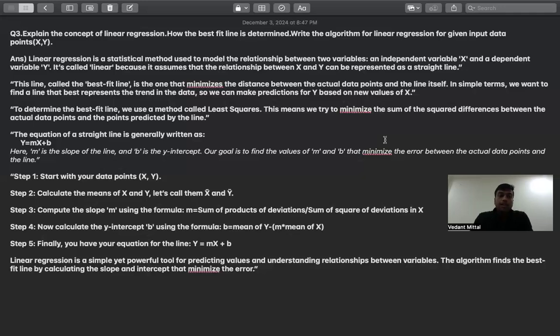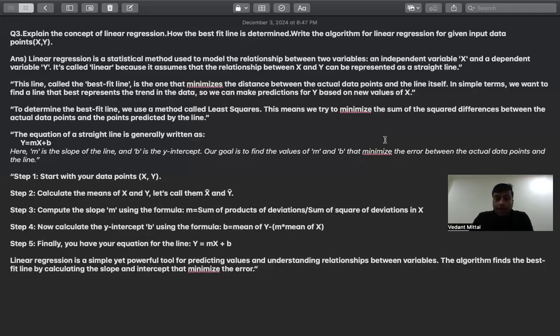This line, called the best fit line, is one that minimizes the distance between the actual data points and the line itself. In simple terms, we want to find a line that best represents the trend in the data so we can make predictions for y based on new values of x. To determine the best fit line, we use a method called least squares. This means we try to minimize the sum of the squared differences between the actual data points and the points predicted by the line.